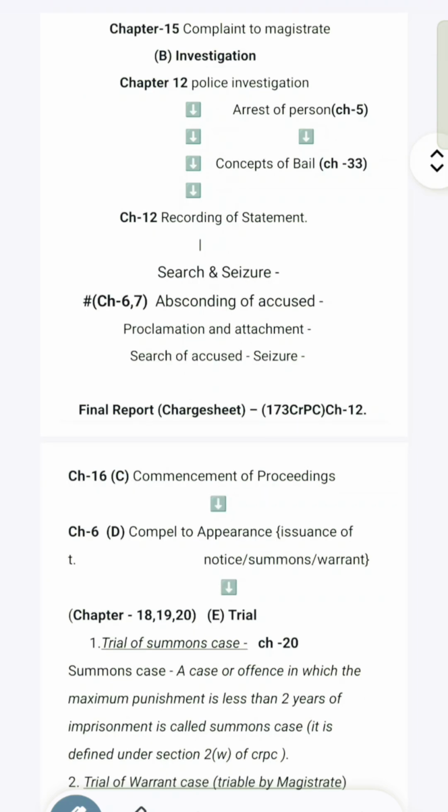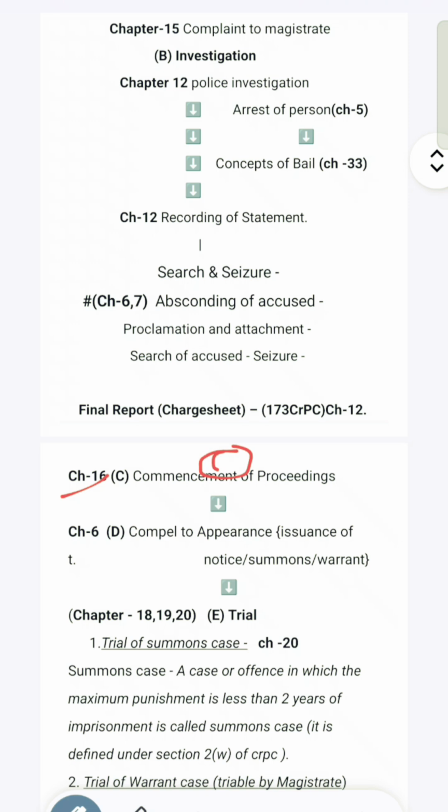After the police complete their investigation, there is the final report or charge sheet. The charge sheet is defined under section 173 of CrPC in chapter 12. The police file the charge sheet in court. The court considers the charge sheet and starts the proceeding. Commencement means the start of the proceeding, which is discussed in chapter 16.